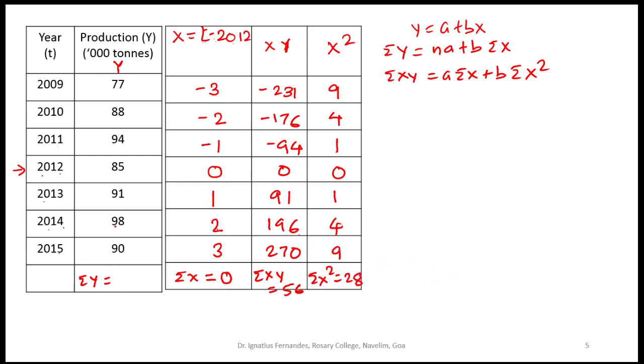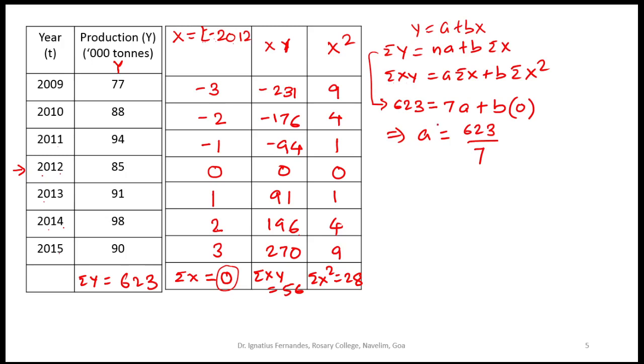Besides that, what I need is summation y. So if I add all this, 77, 88 till 90, this sum comes to 623. Okay, so once I get these values, I go to these equations. So summation y is 623, that is equal to n, where n is the number of points, 1, 2, 3, 4, 5, 6, 7. N is 7. A plus b into summation x. Summation x is 0, so this will be 0. So this equation will straight away give me A. A will be equal to 623 divided by 7. I cross multiply this 7. Okay, so that will give me 89.